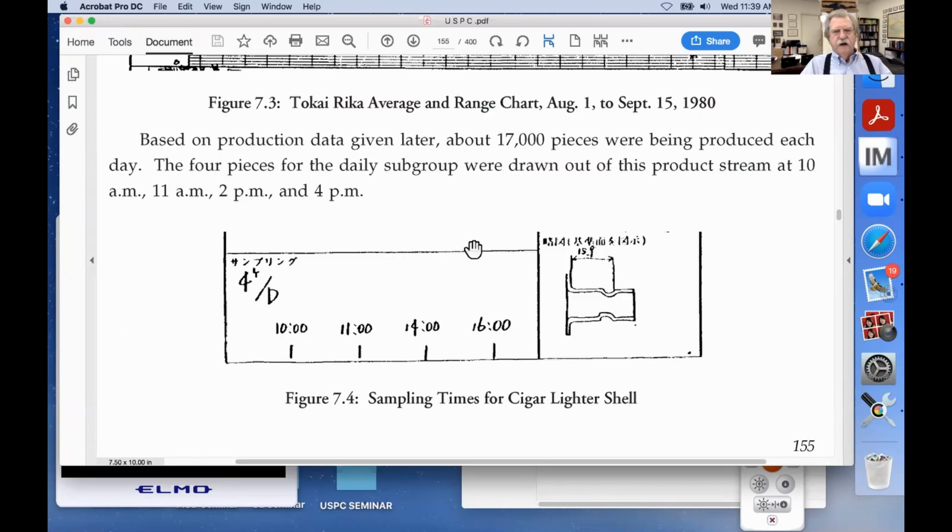On page 155, you have a part of the chart itself, and they're going to get 4 pieces a day, 1 piece at 10, 1 at 11, 1 at 2, and 1 at 4. That's not a lot of data. They're making 17,000 of these parts a day, and they're going to measure 4 of them. That's not a lot of data, is it? How can they get away with 4 out of 17,000 pieces and 1 subgroup a day?